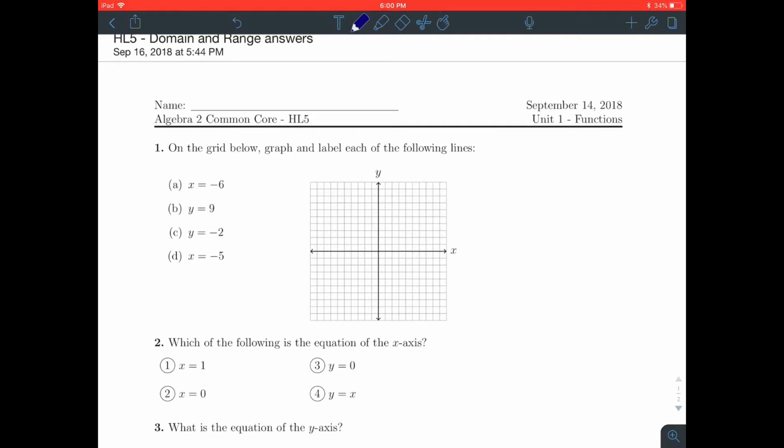Hey guys, this is Carrie, and in this video we're going to be doing homework number 5. So on the grid below, graph and label each of the following lines.